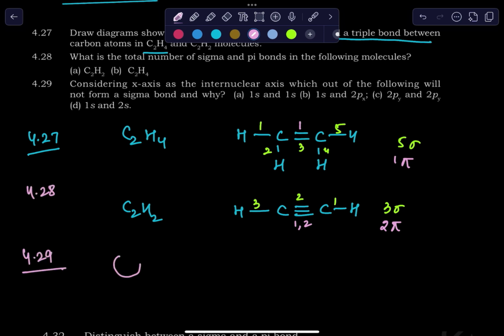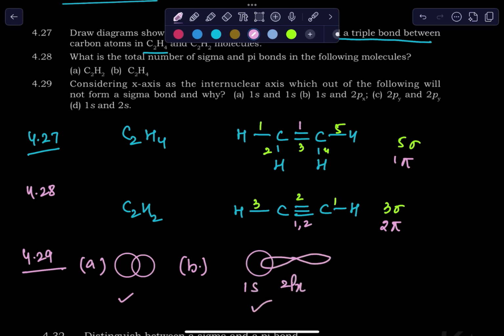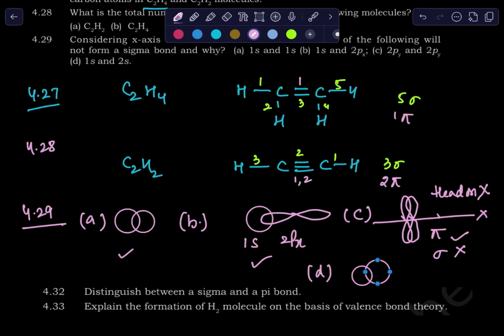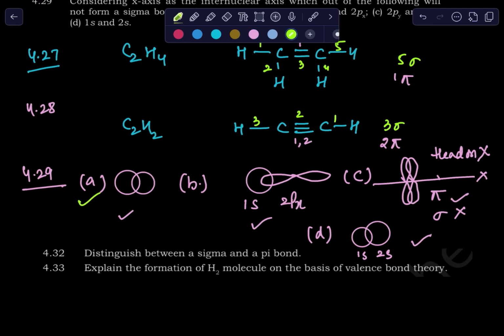In the case of question number 4.29, they are asking us to consider X as the internuclear axis. So it means that now px will form a sigma bond, and py and pz will form pi bonds, because they will not be able to meet head on. They will only be meeting laterally. So you can see that in the case of A and B, a sigma bond will be formed, whereas in the case of C, only a pi bond can be formed.